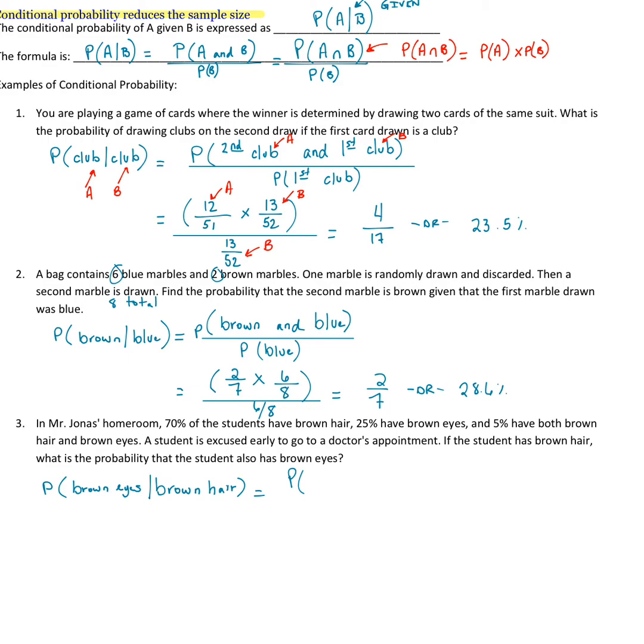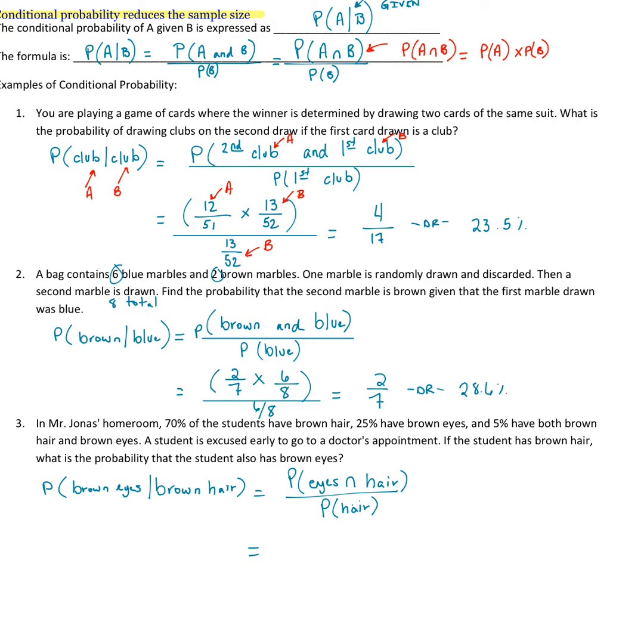So eyes and hair, intersection hair, okay, over the probability of just the brown hair. Spelling hair right? It looks funny. Just a funny looking word, huh?